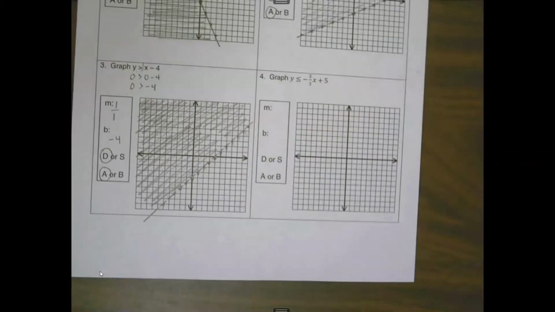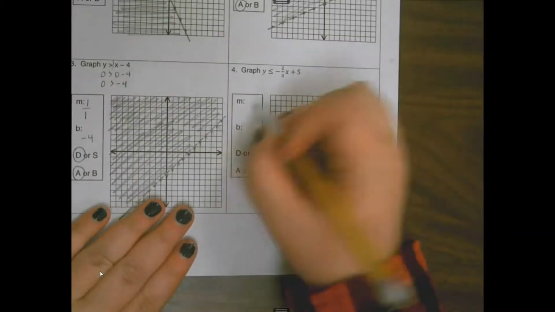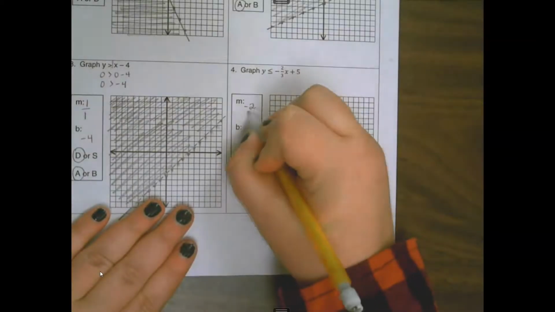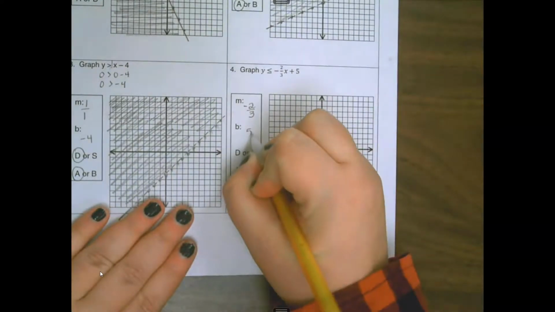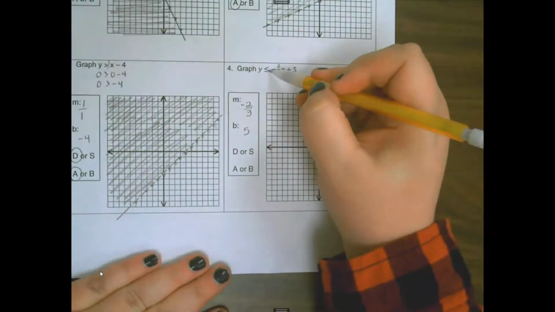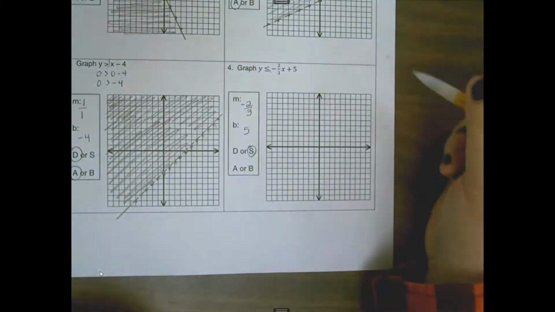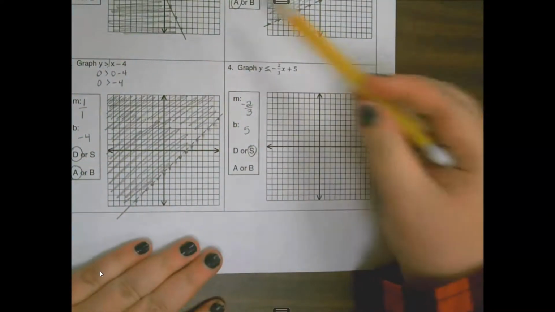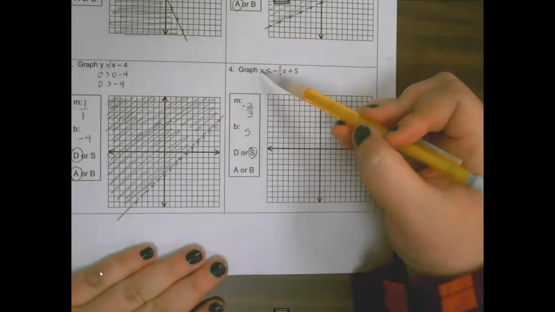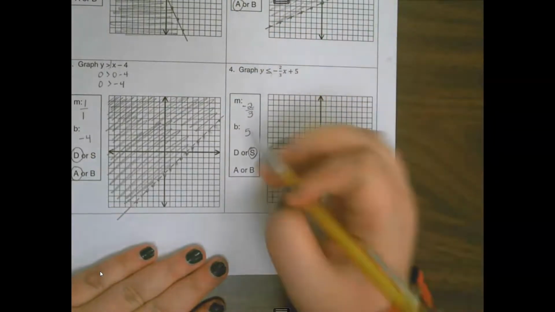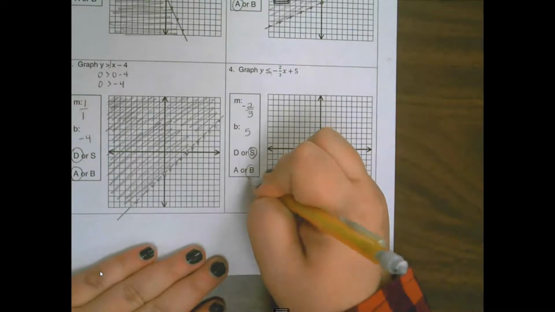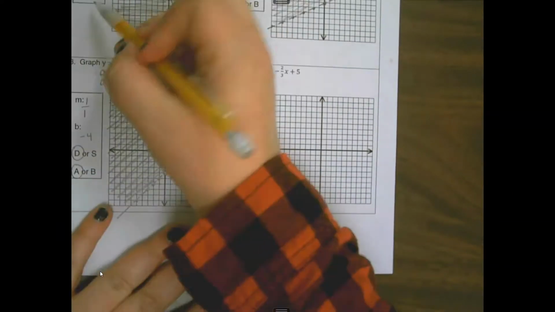All right, last one. All right, my slope is -2/3. The y-intercept is 5. Has an equal sign with it, so it is a solid line. I like those better. I always forget to do the dotted part. Is it going to be above or below? Y is less than, so it is going to be below. This one was a below.